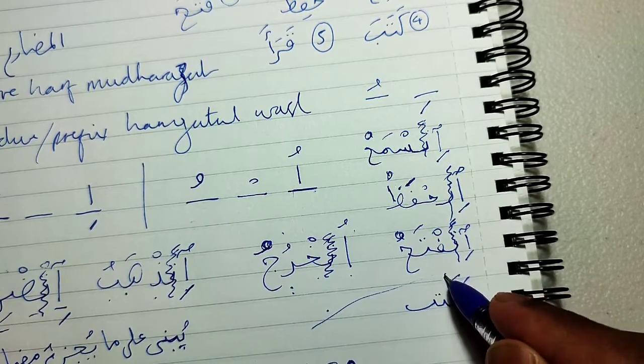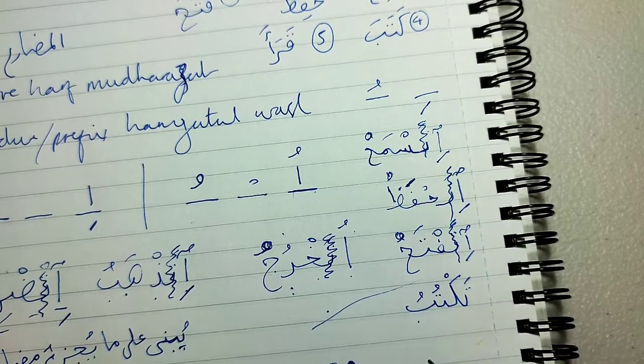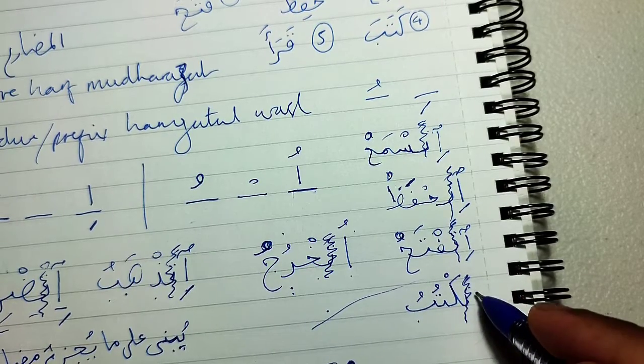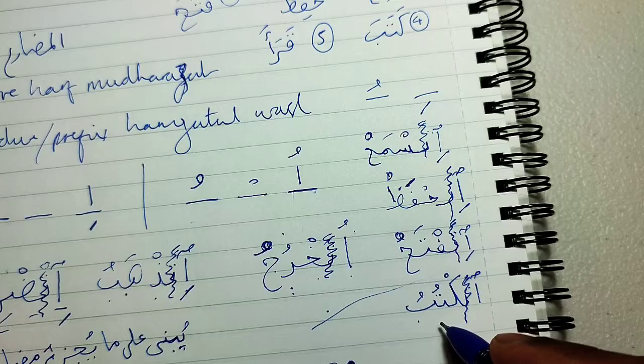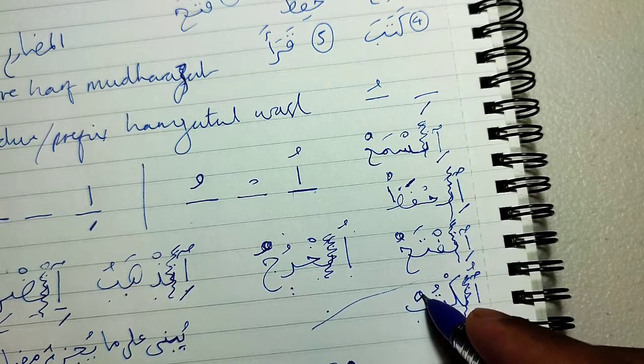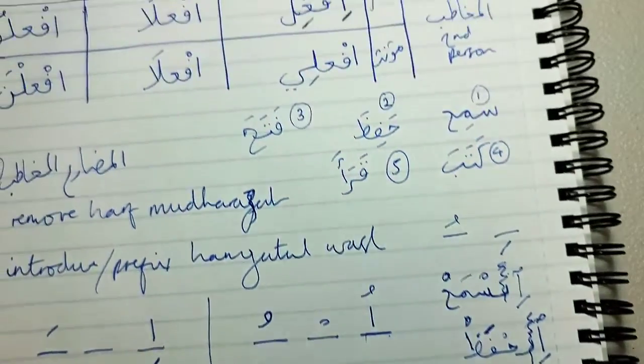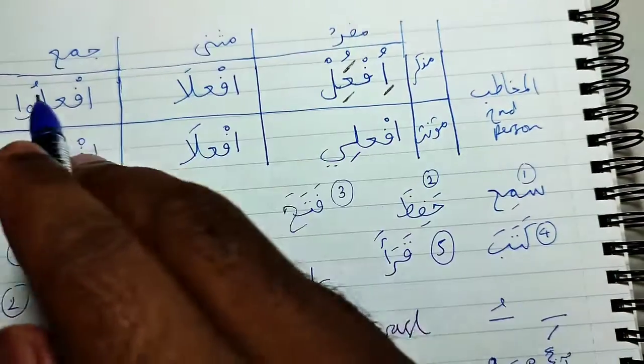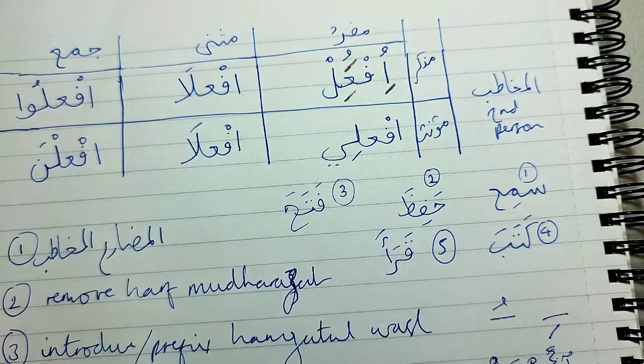Next is kataba. So we take it from the mudari' mukhatab. Taktubu. 2nd step, remove harf al-mudara', introduce hamzatul wasl, and then this hamzatul wasl takes a dhamma in this case. And then the 4th and final step, we give it a sukun. Uktub, write. Uktub, uktuba, uktubu, uktubi, uktuba, uktubna.